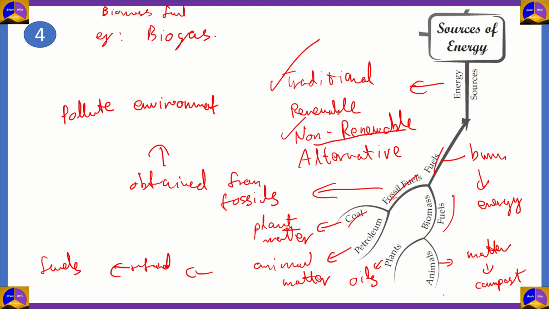So plants provide us oils which we can use as fuel, and animal matter is basically being converted to compost in a biogas plant, and the biogas that emanates from it can be used as fuel. So these are the energy sources that are classified as fuels.